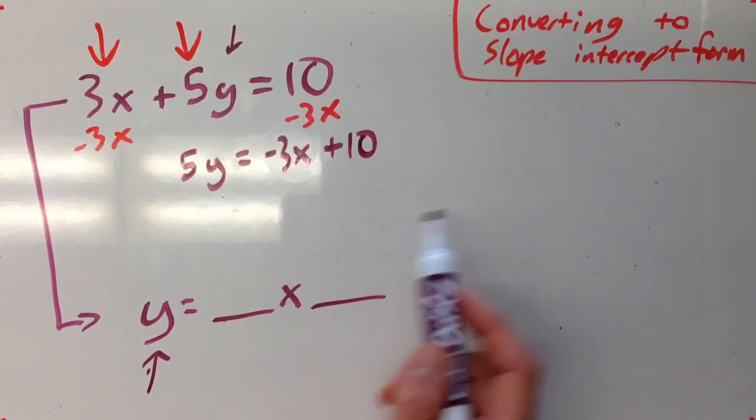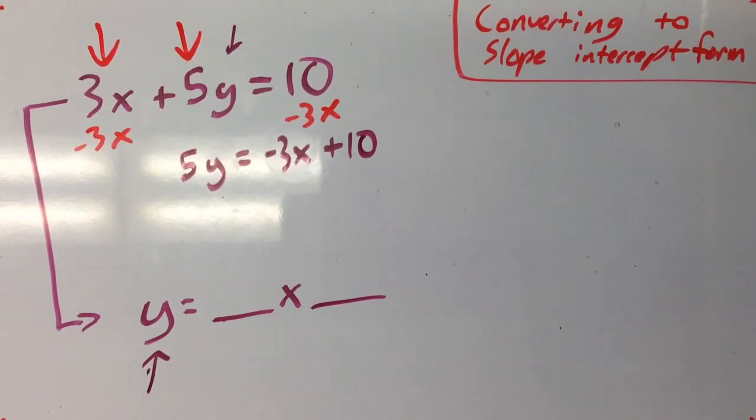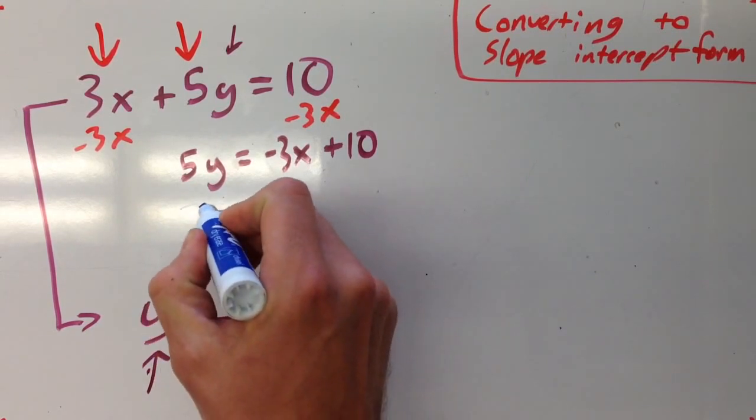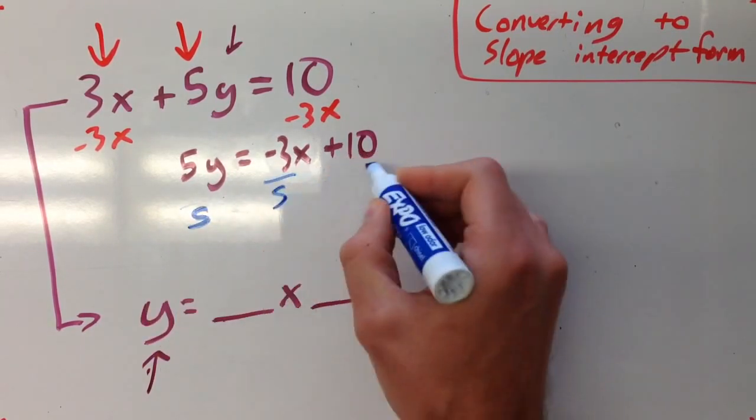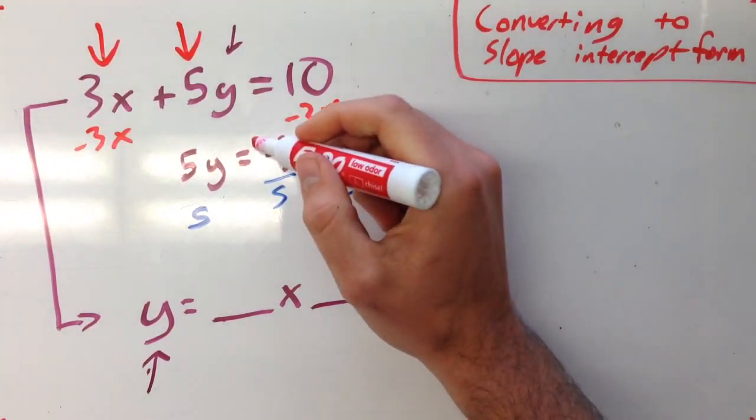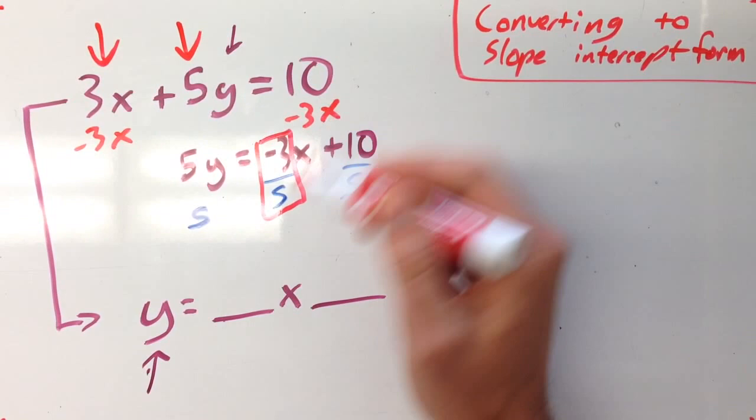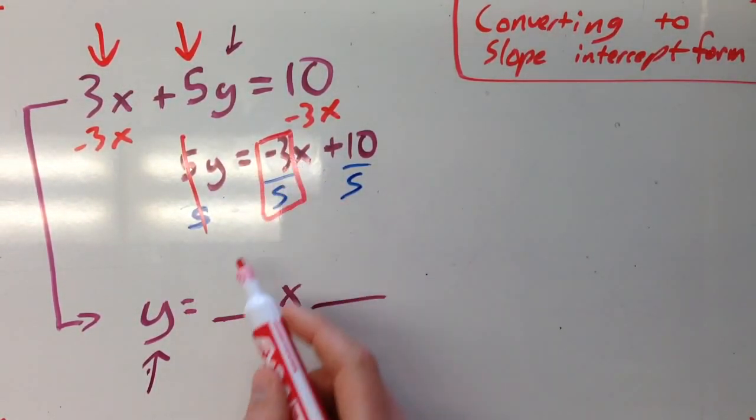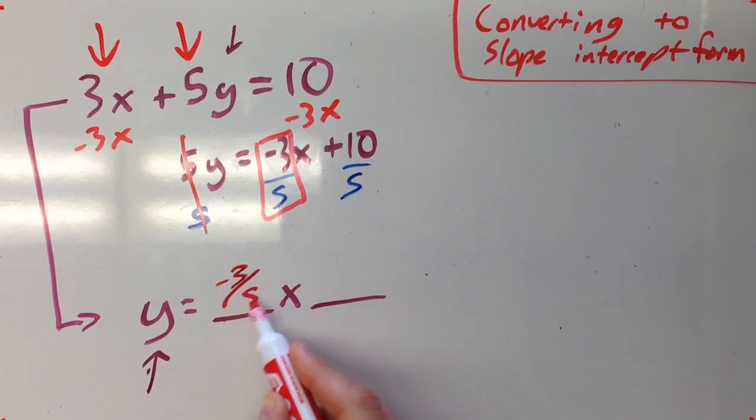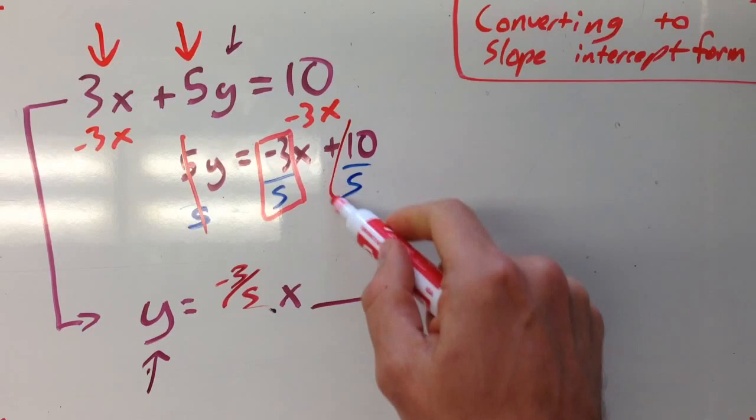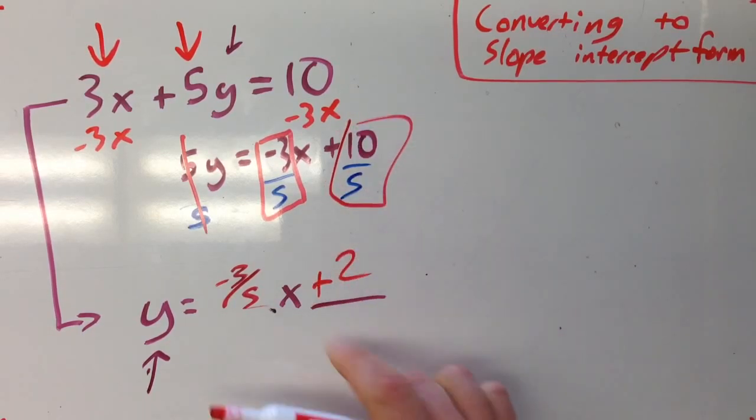So now I'm really close. I've got 5y equals something, and I just want y equals something. So my final step is I need to get rid of this 5. So I'm going to divide this by 5, and I've got to divide everything by 5. So if I take a look at this, here's my slope, because that cancels out, right? So I've got y equals negative 3/5 x, and then my y-intercept is 10 divided by 5, which is 2.